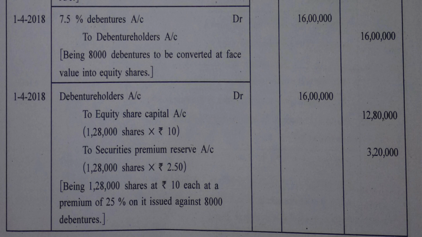Now on the same date, the journal entry for payment of amount. So what is the case here? It is different. You cannot simply write it down as debenture holders account debit to bank account. No, you cannot do that. Why? Because the debentures are converted into equity shares. The amount is not paid. So firstly, debenture holders account debit 16 lakh. 16 lakh rupees are to be given to debenture holders. What is given instead? Equity shares.